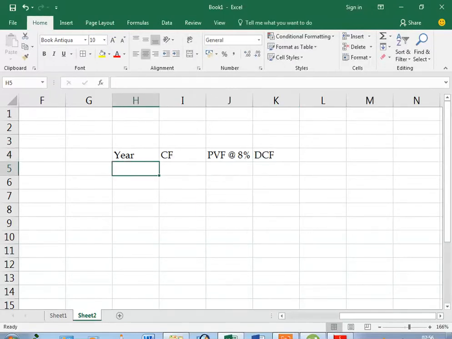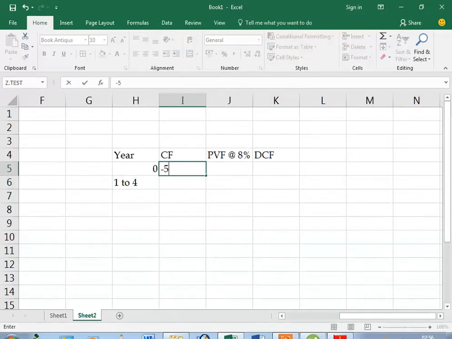Now listen for a minute. Years 1 to 4, I'm going to do it together because it's an annuity. Year 0, I spend 50,000. 15,500 is what I receive every year.